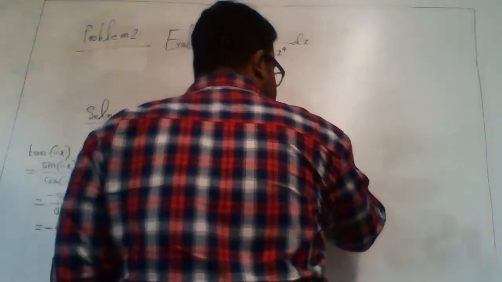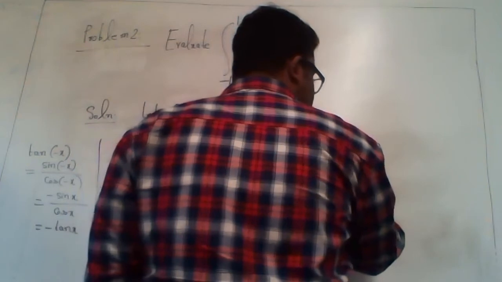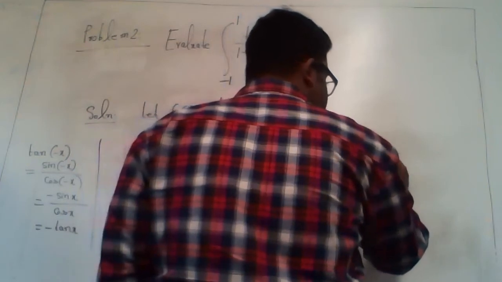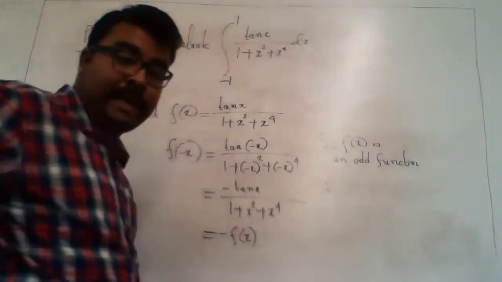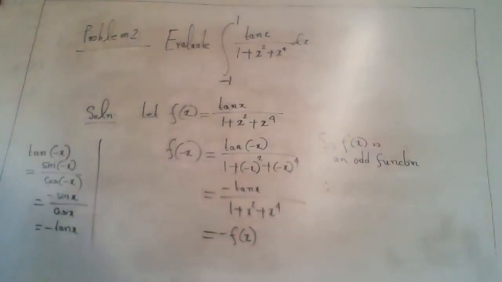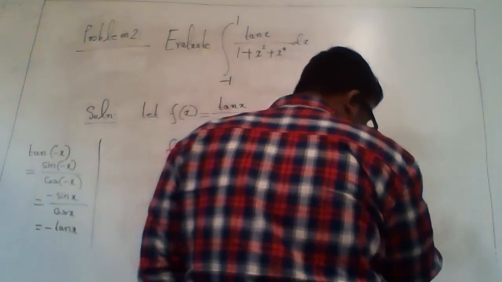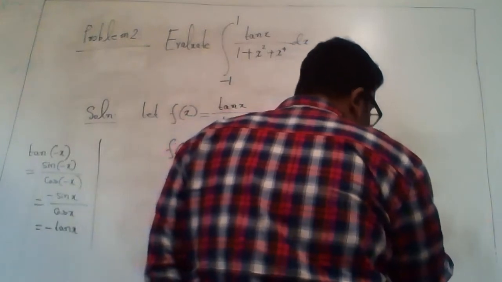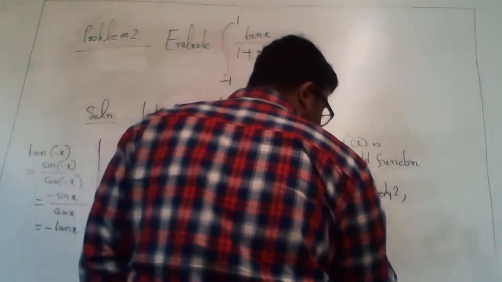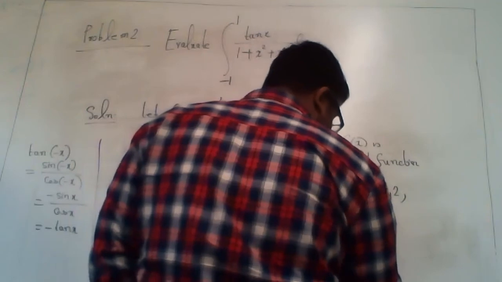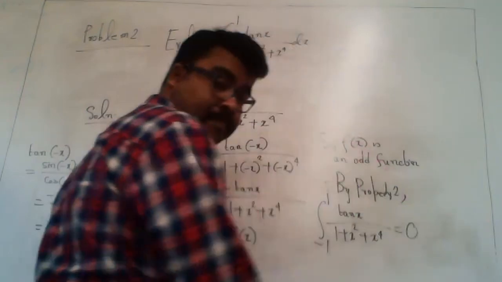So f(x) is an odd function, and it's an odd function means the value of this integral will be 0. Therefore, since this is an odd function, by property 2, the value of integral from minus 1 to 1 of tan x by 1 plus x squared plus x to the power 4 will be 0.